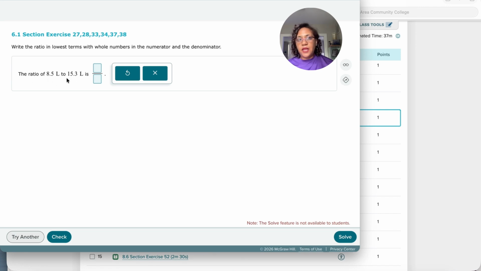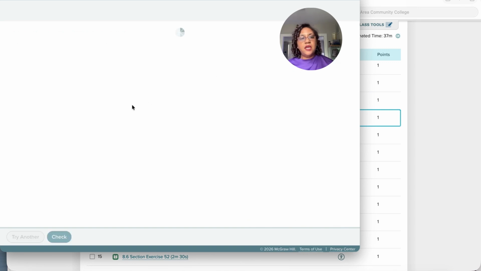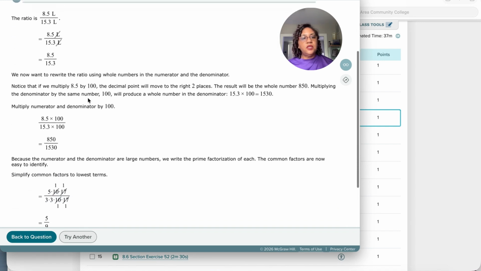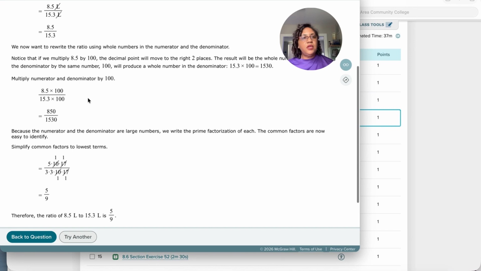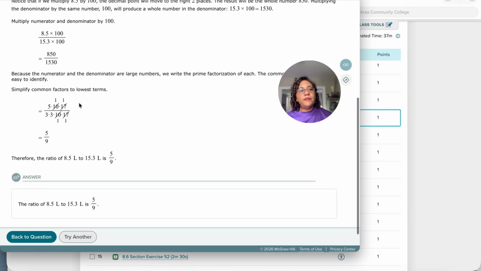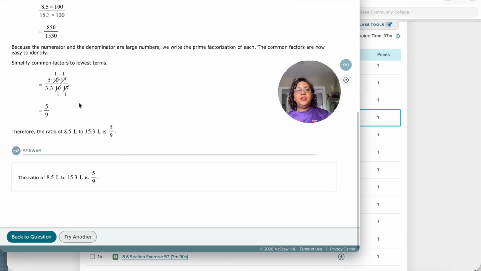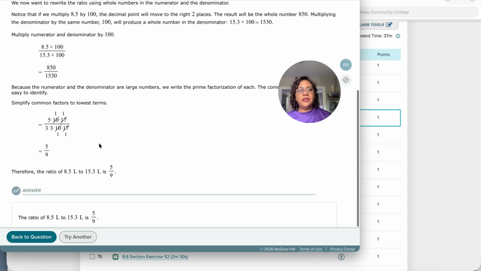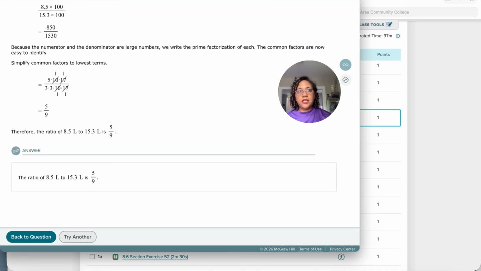Okay, the ratio of 8.5 liters to 15.3 liters. And let's look at the explanation. One number over the other, and you just cancel out the liters. And then it looks here like you need to multiply by 100. I definitely would use a calculator on this one. I don't think that's a super big time skill, multiplying a decimal by 100, and you just move the decimal point over and then you simplify. But you can also use your scientific calculator.